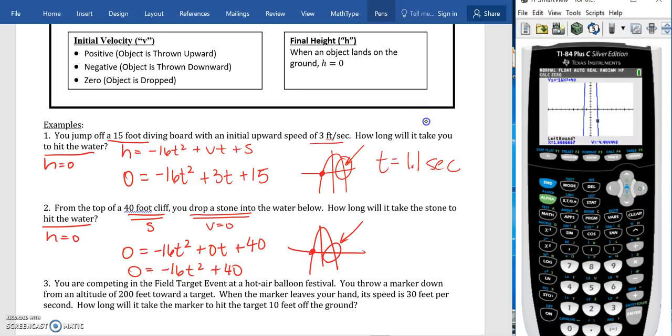And let's find that cursor. Oh, there he is. Make sure we're to the left, then to the right, and hit enter one more time. So that stone is going to hit the water after 1.6 seconds. All right.